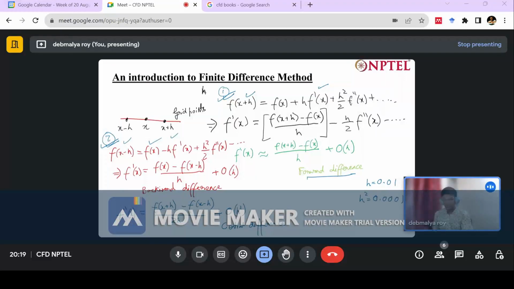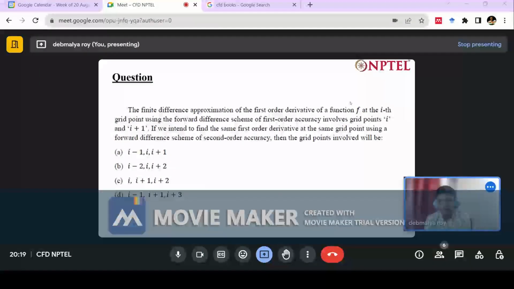All right, we can discuss some questions. These are questions based on the concepts of this finite difference method. The question is: finite difference approximation of the first order derivative of a function f at the ith grid point using the forward difference scheme of first order accuracy gives grid points i and i plus 1. If we intend to find the same first order derivative at the same grid point using a forward difference scheme of second order accuracy, then the grid points involved will be what?